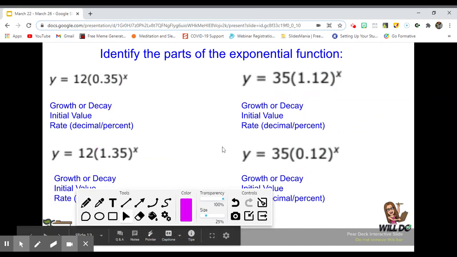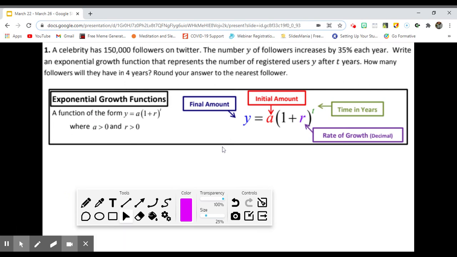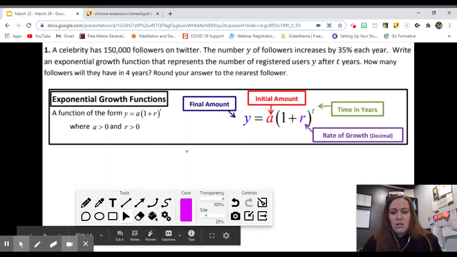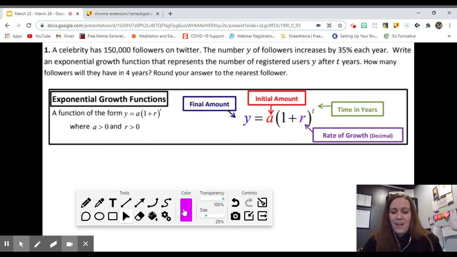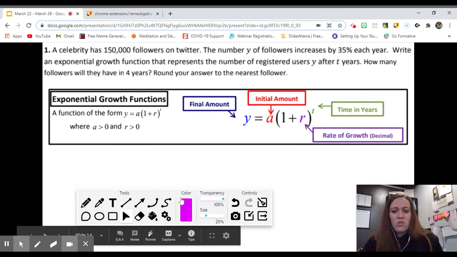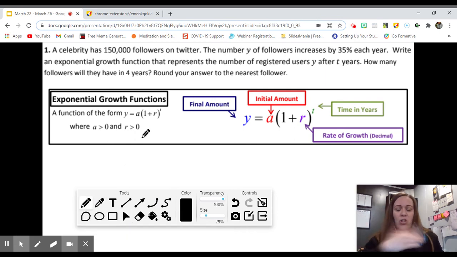Okay, let me clear this off. Okay, so overall, just a brief recap. If we have a celebrity that has 150,000 followers on Twitter, the number Y of followers increases by 35% each year, right? An exponential growth function. So we're really going to dive more into this the next day that you do your lesson. Oh, hey, my face is back. But we're going to just do a very quick part on this particular video, and then the next video is going to go more in depth.